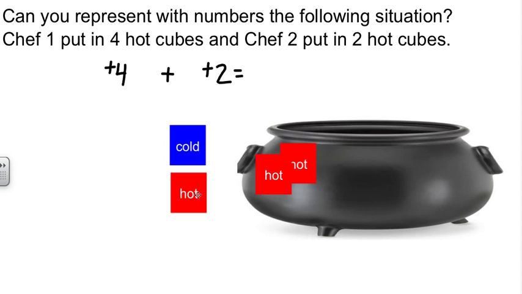4 hot cubes is what Chef 1 did. 1, 2, 3, 4. And then 2 hot cubes is what Chef 2 did. 1, 2. So 4 hot cubes plus 2 hot cubes is a total of 6 hot cubes. 1, 2, 3, 4, 5, 6. A total of 6 degrees warmer.